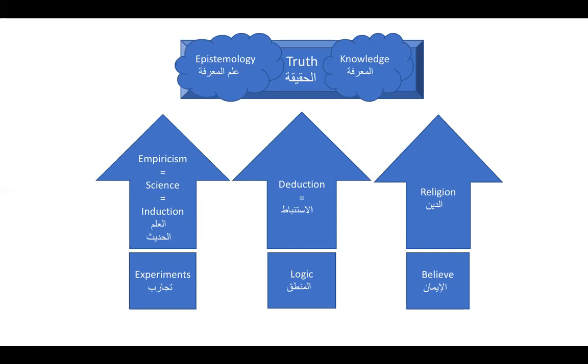This is at least the way I understand how we can get to know the truth. There are different ways to reach the truth. This could be either through religion or deduction or induction, in other words, modern science or empirical evidence or empiricism. For deduction, we use logic to reach the conclusion or the truth. In religion, we use belief. So we use belief to reach the truth or conclusion.